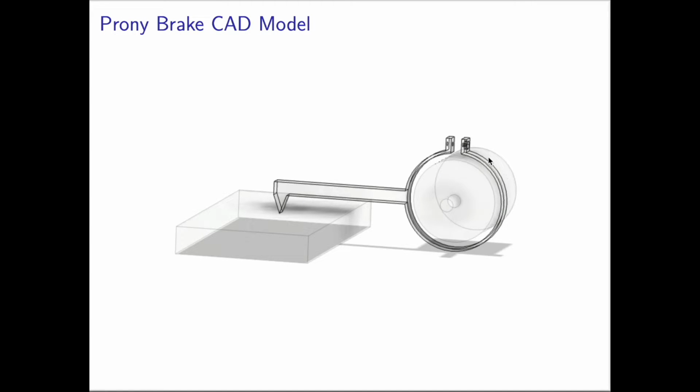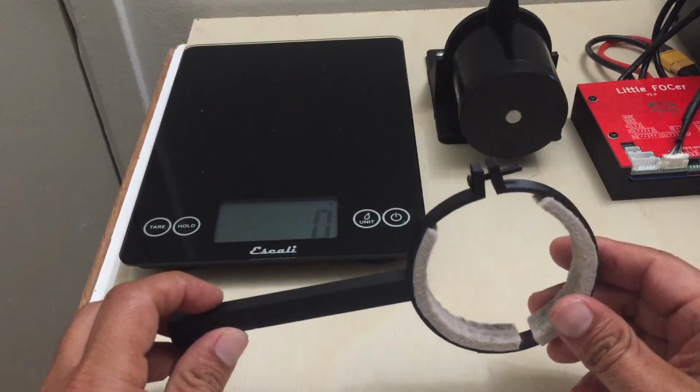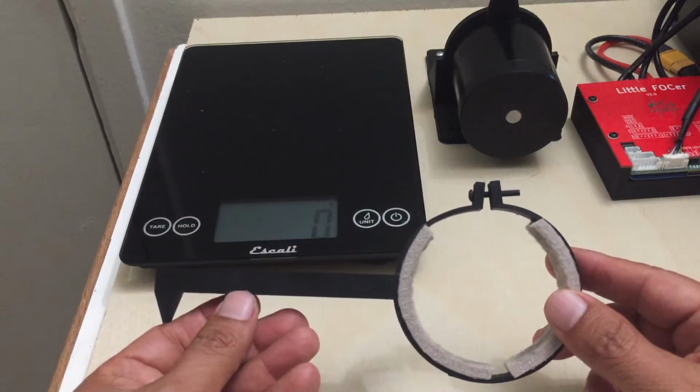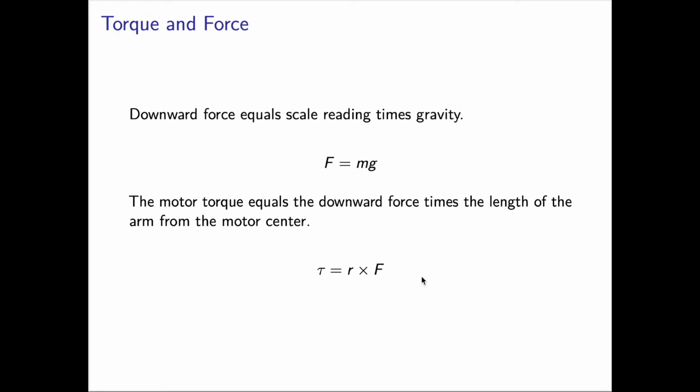One way to measure torque on a spinning motor is by using a Prony brake. This Prony brake uses felt and a tension screw to provide adjustable friction and a lever arm to push down on a kitchen scale to read the force. We can take the scale reading in grams, convert to kilograms, and multiply by gravity to get the force in newtons. Then we can multiply the force by the length of the arm to get the torque of the motor.